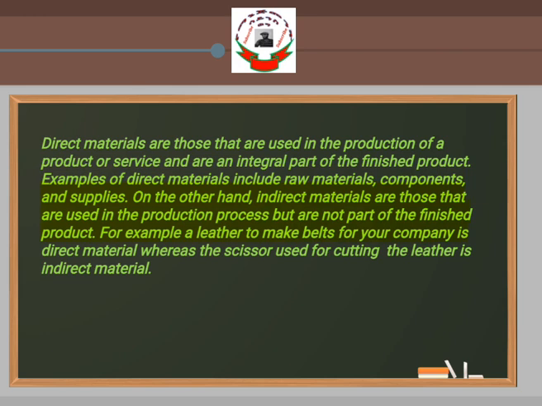On the other hand, indirect materials are those that are used in the production process but are not part of the finished product. For example, leather to make belts for your company is direct material, whereas the scissor used for cutting the leather is indirect material.